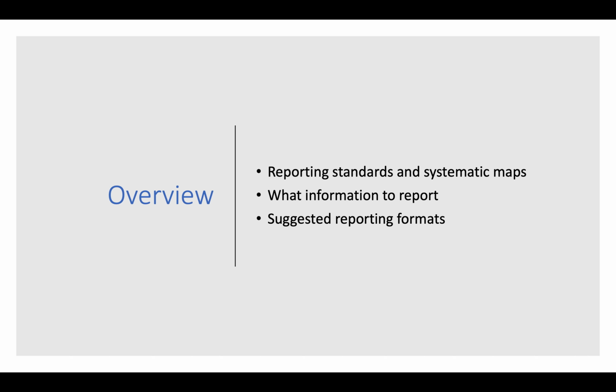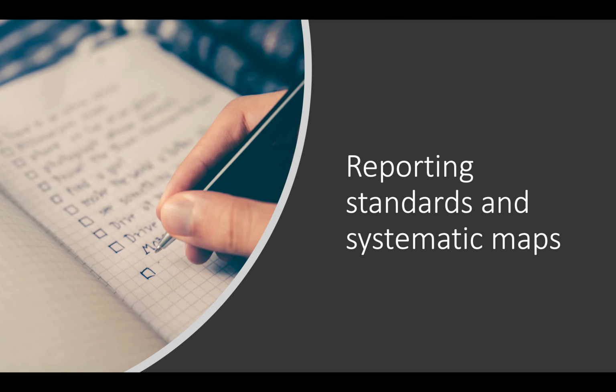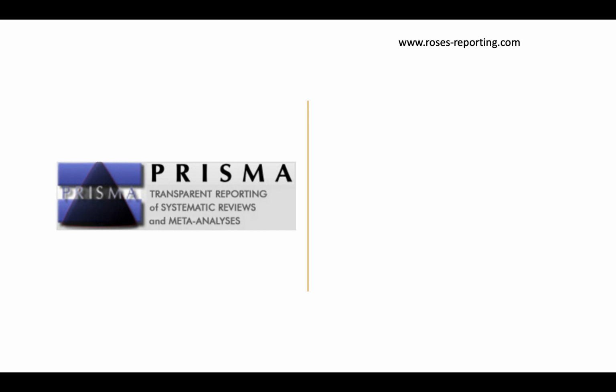So we'll talk briefly about what reporting standards are and how they relate to systematic maps and how they've been developed. We'll talk about what information we should be reporting in our systematic map documents and alongside them. And then we'll talk about some possible reporting formats that might work for you as you consider how to report your systematic map. So first of all, what are reporting standards and how do they relate to systematic maps?